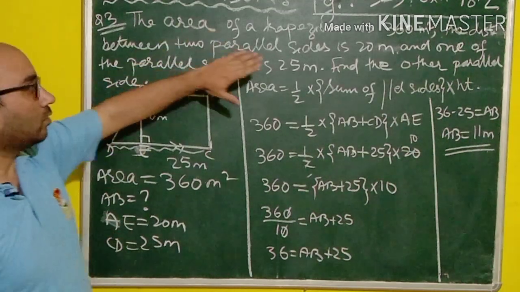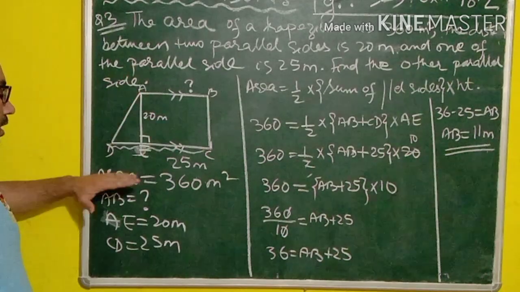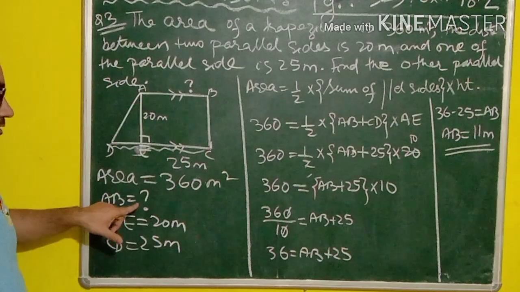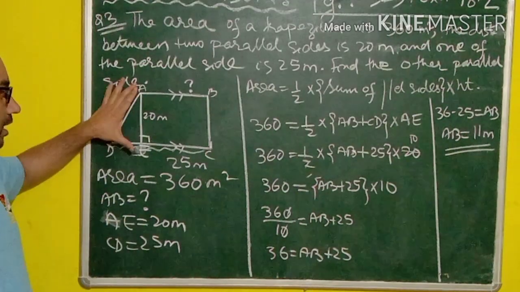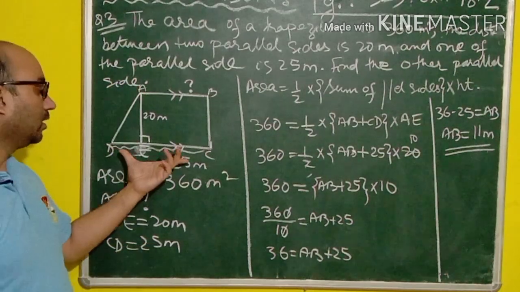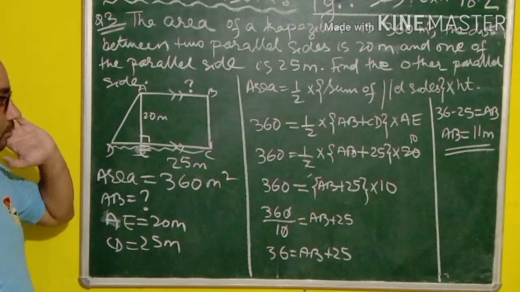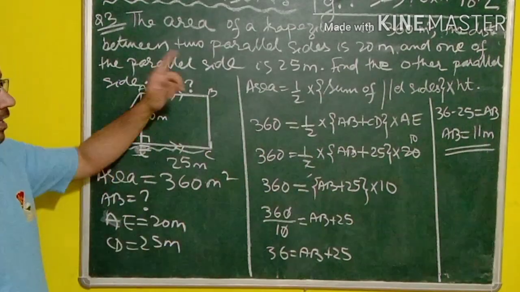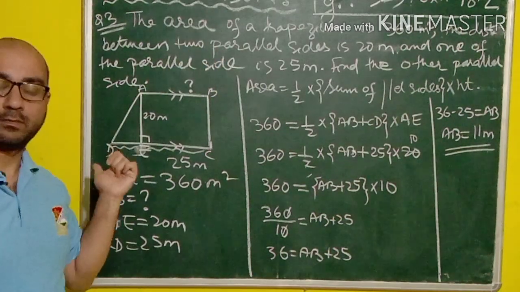Based on the question, I have made a figure of a trapezium. What is the information given? Area 360. AB, one of the parallel sides, is unknown, so we give a question mark. Then AE is 20 meter, and AE is the height of the trapezium. And CD is 25 meter. Before we proceed for the calculation, please take a look and try to correlate the question and the figure I have made here.